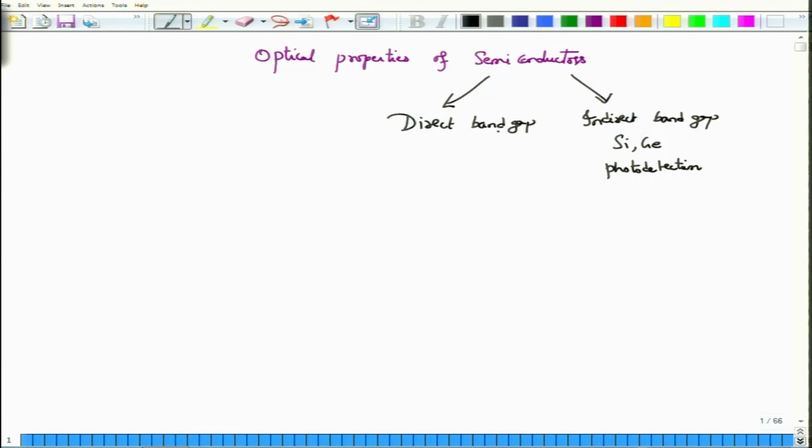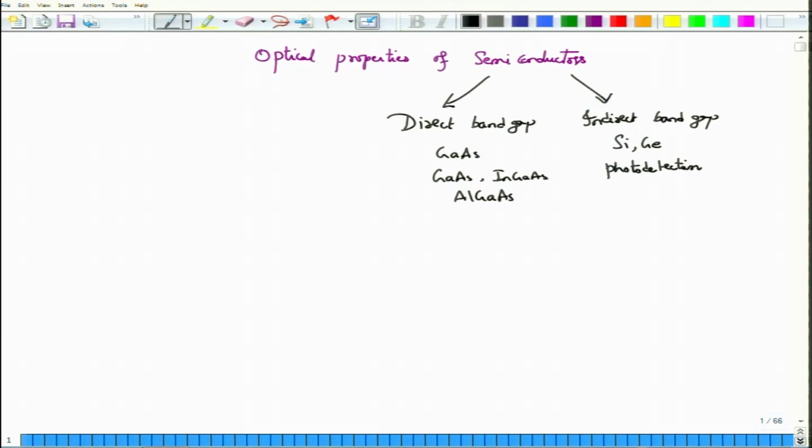Whereas direct band gap semiconductors, of which the prominent examples are gallium arsenide and the lattice matched indium gallium arsenide, or indium gallium arsenide phosphide, or aluminum gallium arsenide, sometimes called AlGaAs. These are the different semiconductor materials. Of course, under certain conditions they too can become indirect band gap materials, but in most cases they are going to be direct band gap materials.